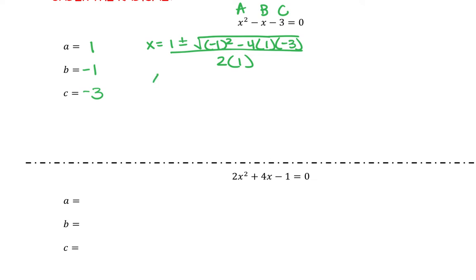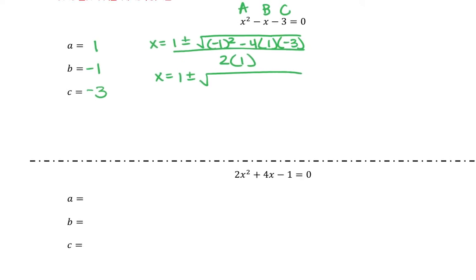All right, so x equals 1 plus or minus the square root. Negative 1 squared, that's saying negative 1 times negative 1. So that would be a positive 1. And then negative 4 times 1 is negative 4. Negative 4 times negative 3 is a positive 12. All over 2 times 1 is 2. All right, so then we get x equals 1 plus or minus the square root of 13 over 2.